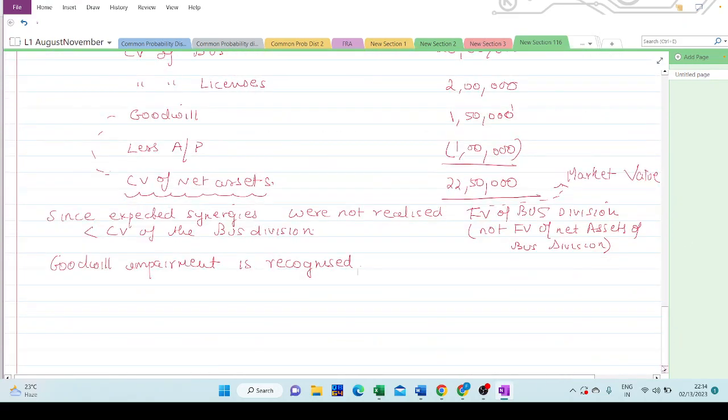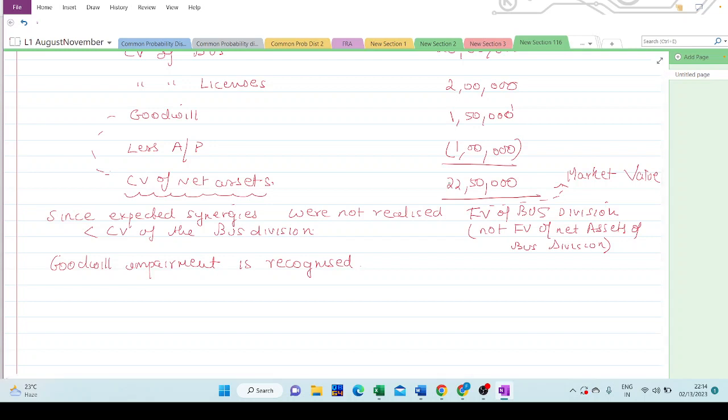We are recognizing the impairment loss at the CGU level, right? At the cash generating unit level. We are basically saying that if the fair value of the CGU is less than the carrying value of the CGU, then we recognize a goodwill impairment. So we are recognizing a goodwill impairment not at the goodwill level but at the CGU level. Can you tell me why?